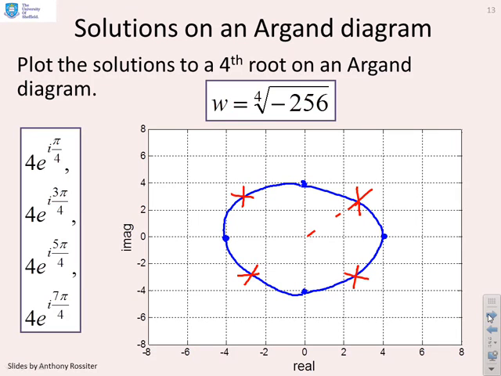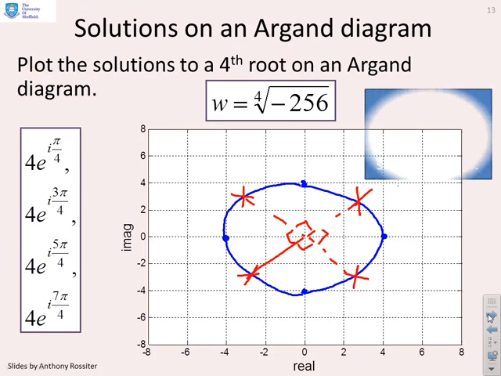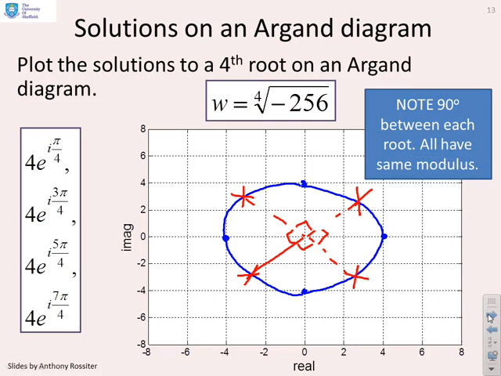So what do you notice about these solutions? There's 90 degrees between each of them. There is a symmetry. They have the same modulus, and they all have 90 degrees between them. They're equispaced, and that's quite an important observation.